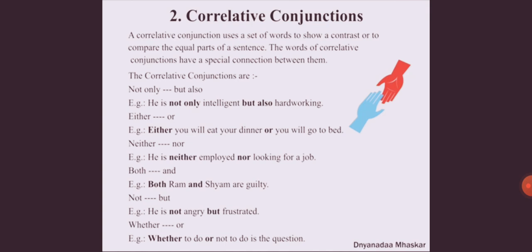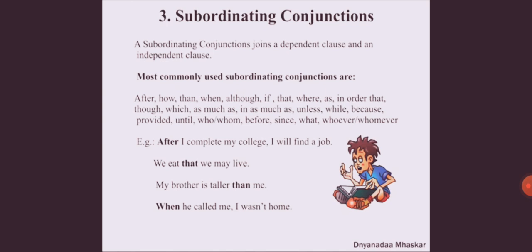Either, or. Either you will eat your dinner or you will go to bed. Neither, nor. He is neither employed nor looking for a job. Both, and. Both Ram and Shyam are guilty. Not, but. He is not angry but frustrated. Whether, or. Whether to do or not to do is the question. Let us now see subordinating conjunctions.